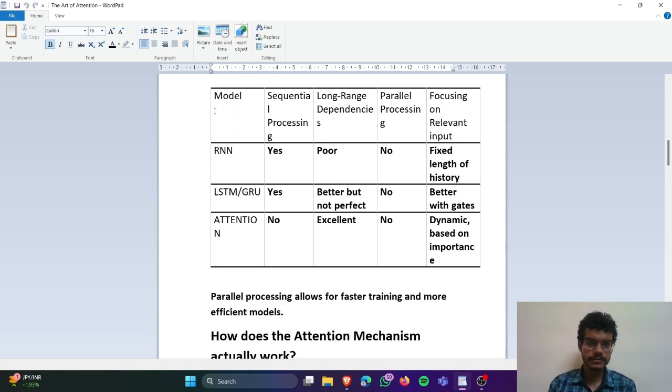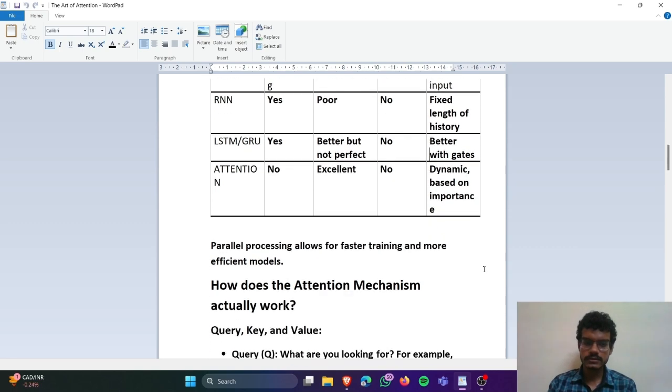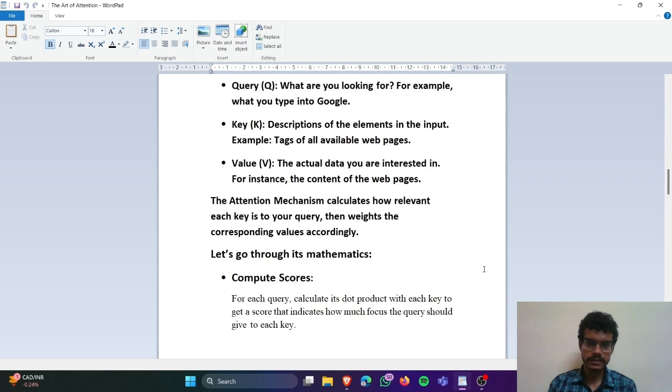I have made a table comparing them. So you can see this. And now the most important thing.